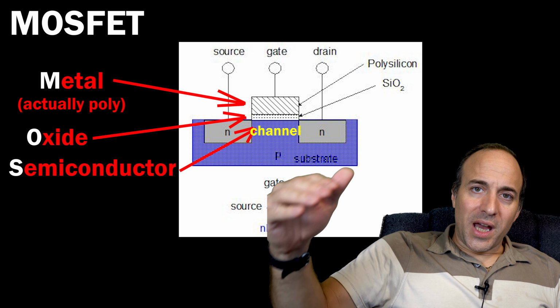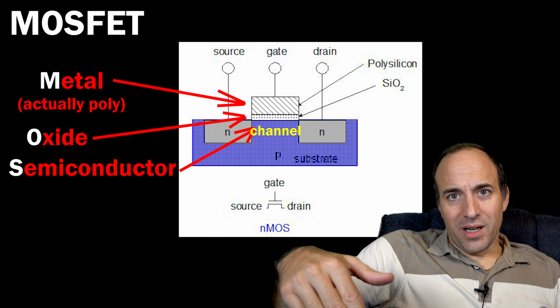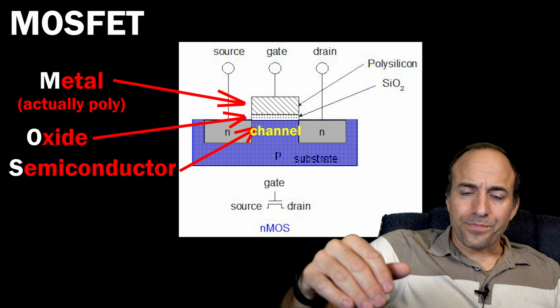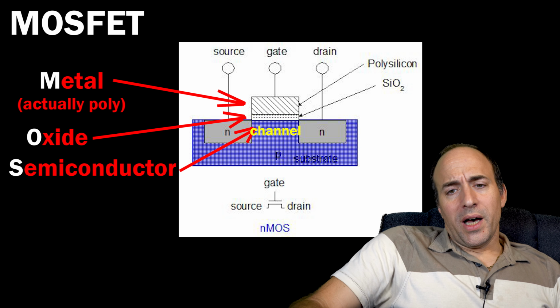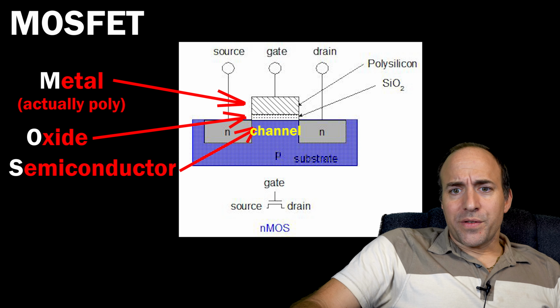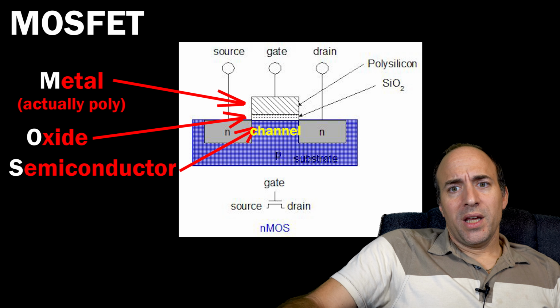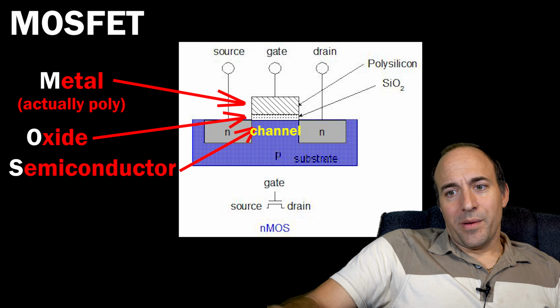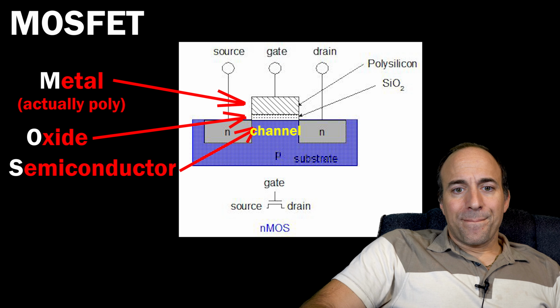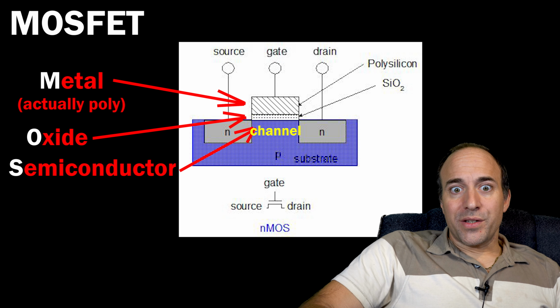So you used to have metal oxide semiconductor, the semiconductor being the channel, whereas modern MOSFETs use polysilicon, then the oxide, and then the semiconductor. But they still call these MOSFETs.